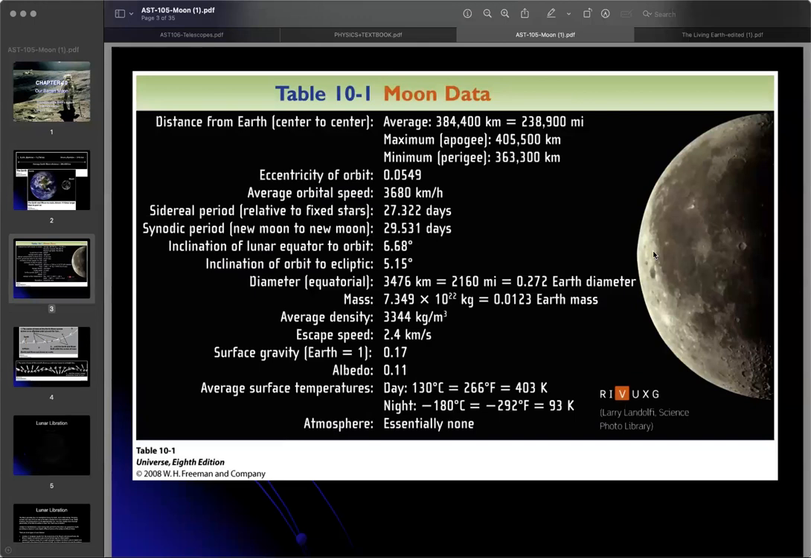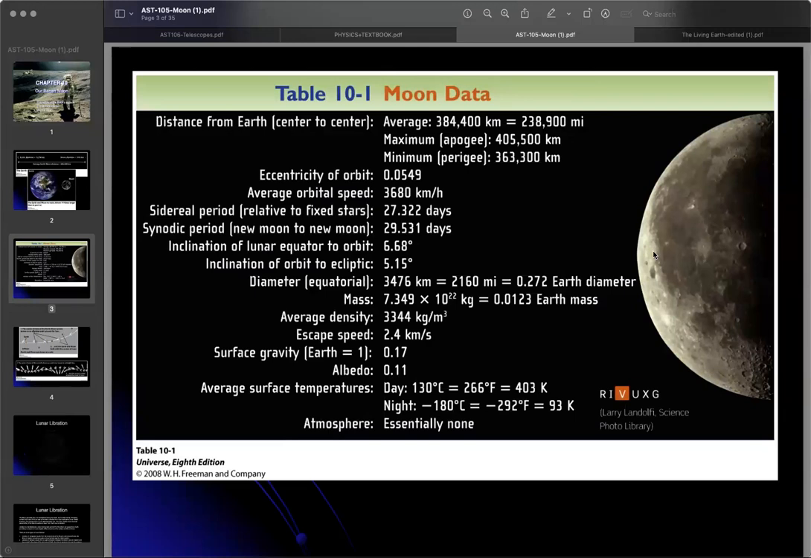The average orbital speed, the speed with which it moves, is 3,680 kilometers per hour. Sidereal period, the time it takes to complete 360 degrees, is 27.322 days. The synodic period, new moon to new moon, is 29.53 days.